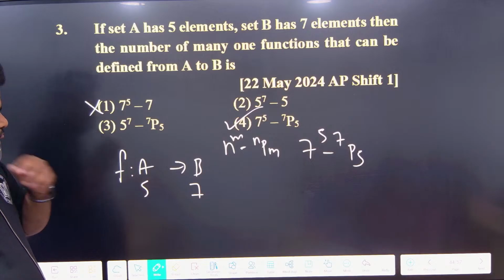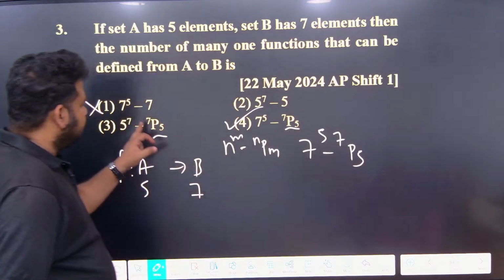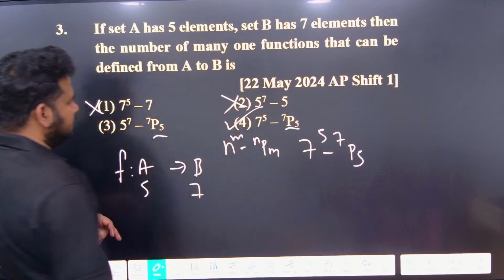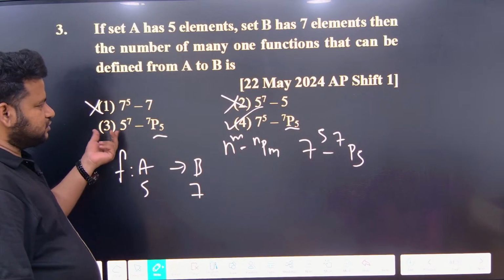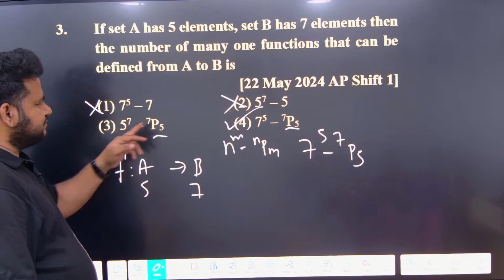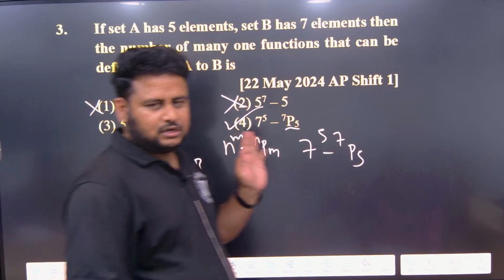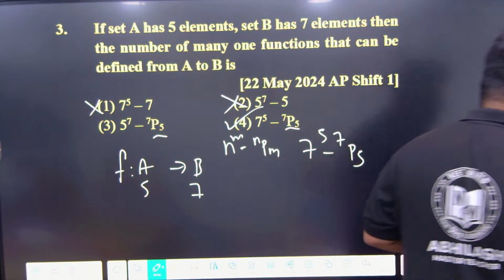This is repeated. So the second one you can also eliminate. Now this is repeated, which means you can go with this option or this option. Okay, 7p5 is there, 7p5 is there. 5 power 7, 7 power 5. Out of the third or fourth option you can go. Understood? This is how you have to look at it. Got it, everyone? Okay, just wait.